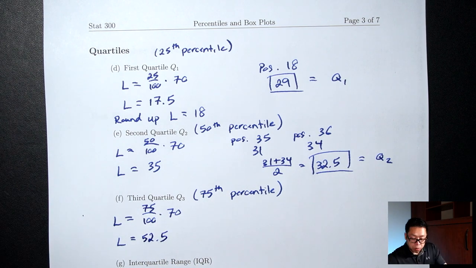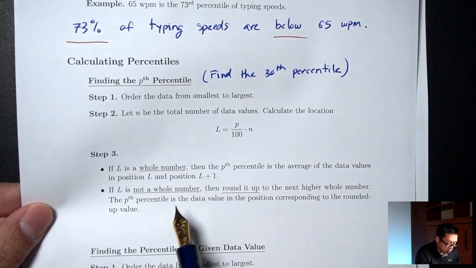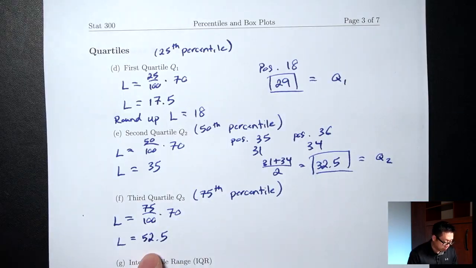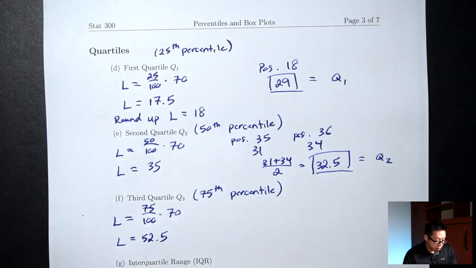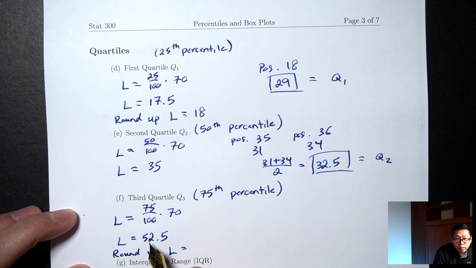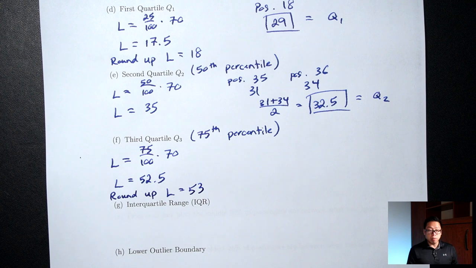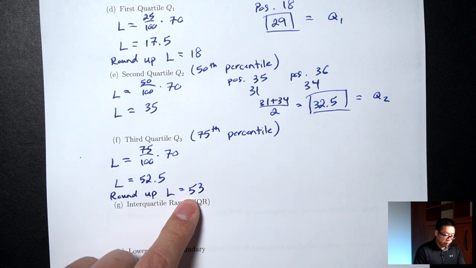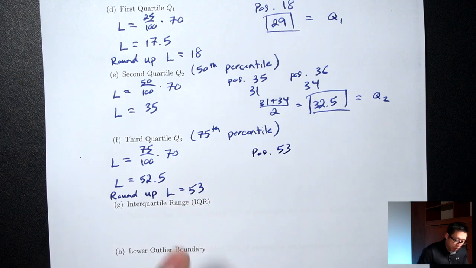Okay, that was only step two. Step three, if L is a whole number, do this. L is not a whole number, which is what we have here. If L is not a whole number, round it up to the next higher whole number. So we're gonna round up to 53. And then we're just going to look for the data value in position 53, and that will be our answer.